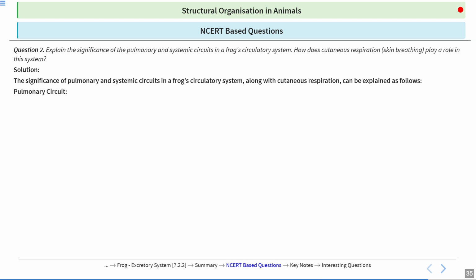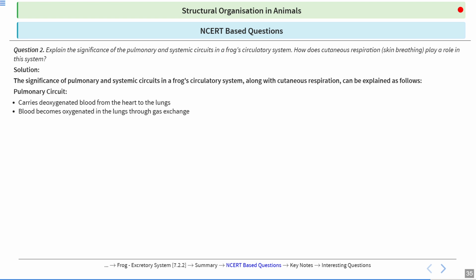Pulmonary circuit. What is this? It carries the deoxygenated blood from the heart to the lungs. Okay, when there is a circulation of blood between the heart and the lung, this is called pulmonary circulation. Because pulmonary, what is the meaning of pulmonary? Lung. And that is why the artery that reaches the lung is called the pulmonary artery, and the vein that comes out from the lung is called the pulmonary vein. So wherever the term pulmonary is there, you have to remember it is coming from the lung, right?